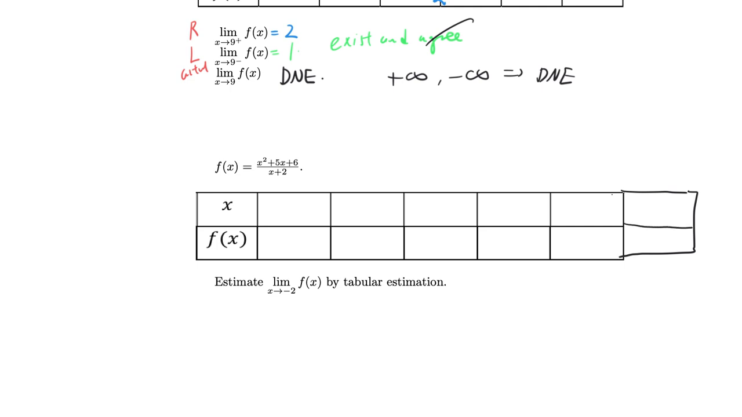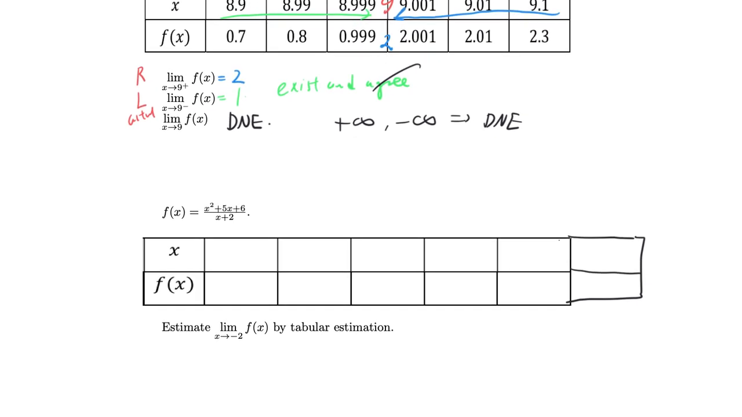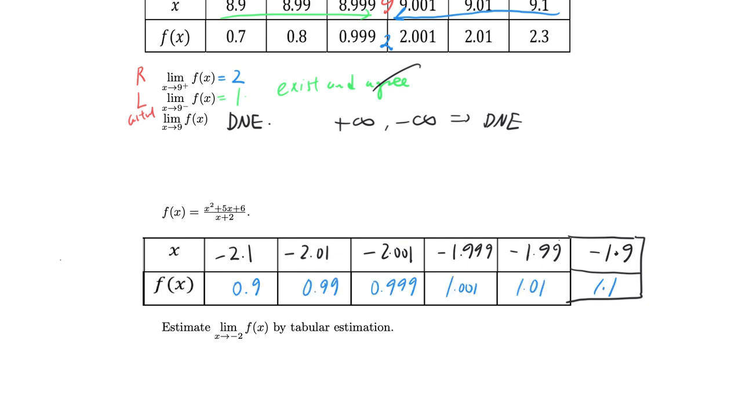We're going to do this estimation in a similar fashion to the previous one. We're just going to go with steps of 0.1, so this is going to be negative 2.1, negative 2.01, negative 2.001, and negative 1.999, negative 1.99, and negative 1.9. And we're going to see what these values give for the function. Here I used a calculator.